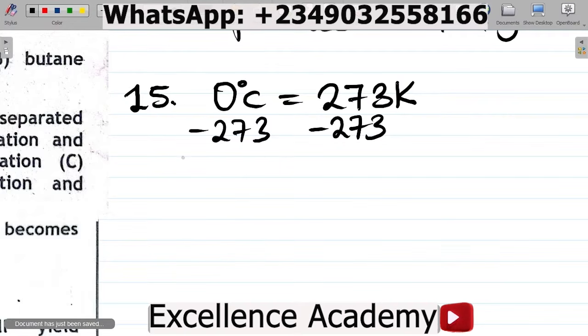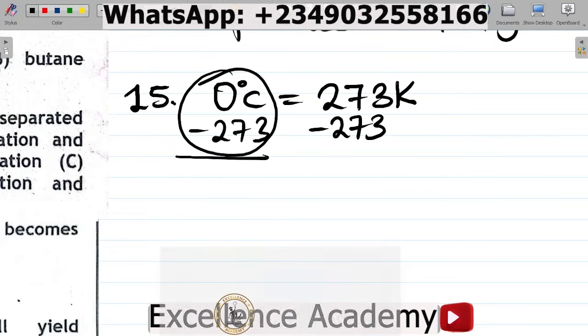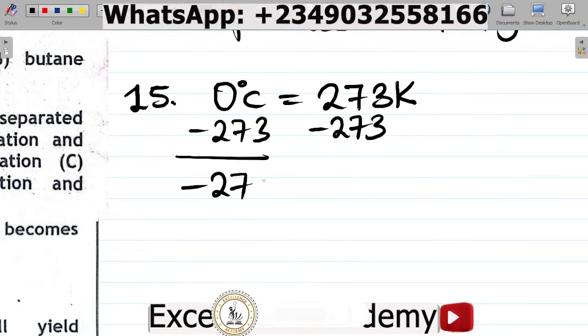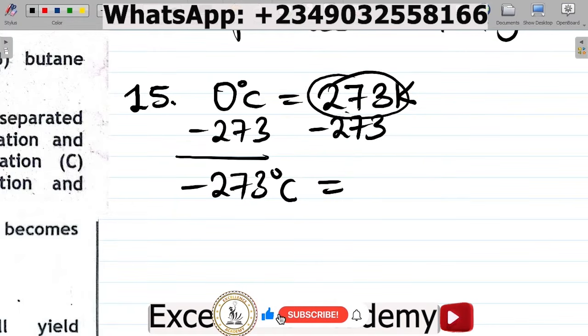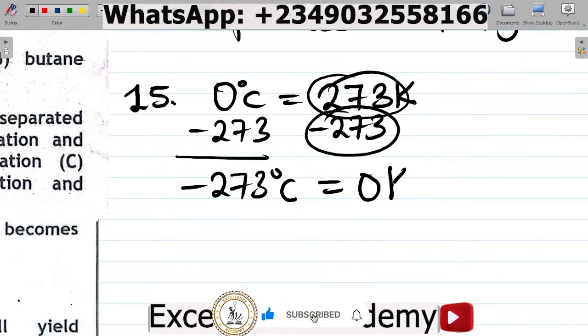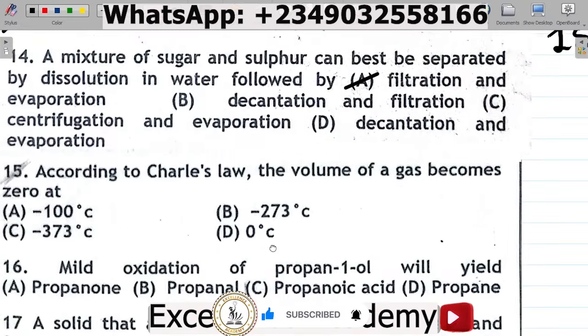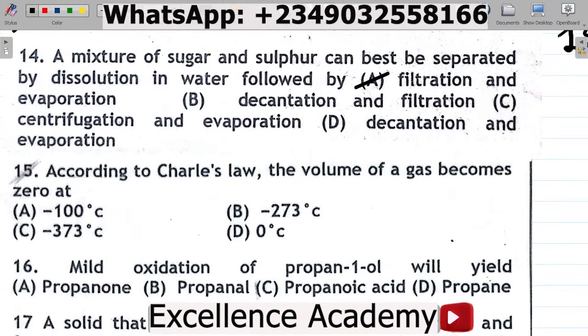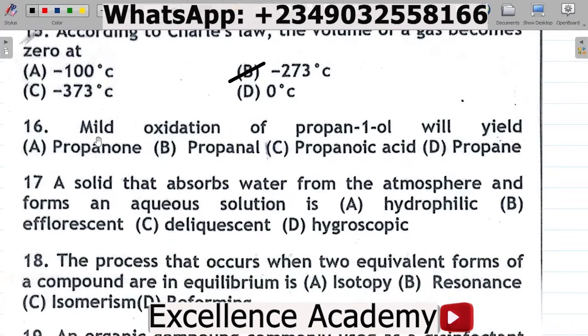If you do this, 0 minus 273 gives you minus 273 degrees Celsius, which is equal to 273 minus 273, that becomes 0 Kelvin. So the answer there would be minus 273 degrees Celsius.